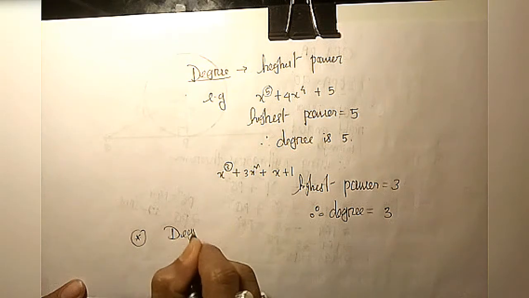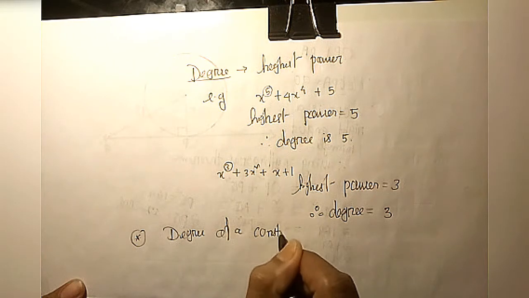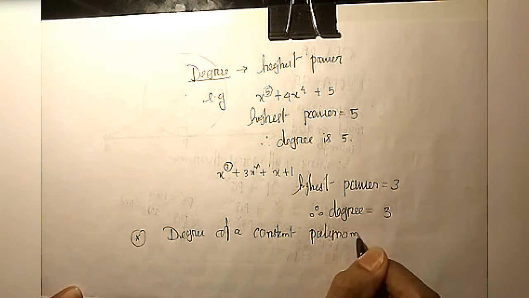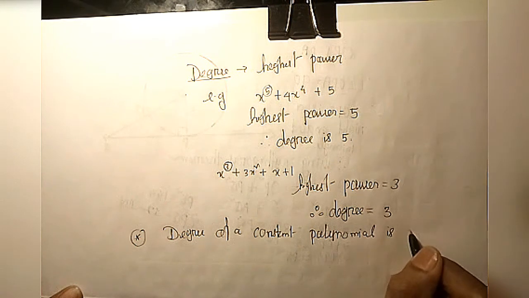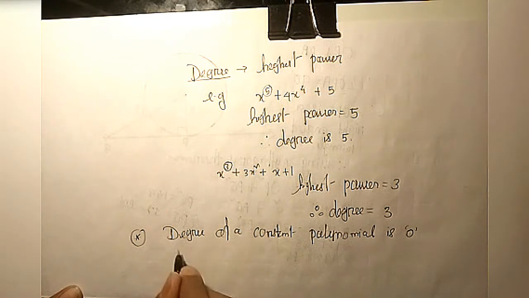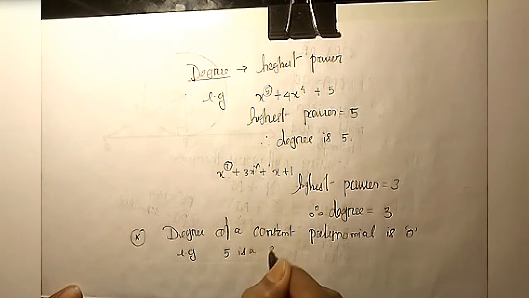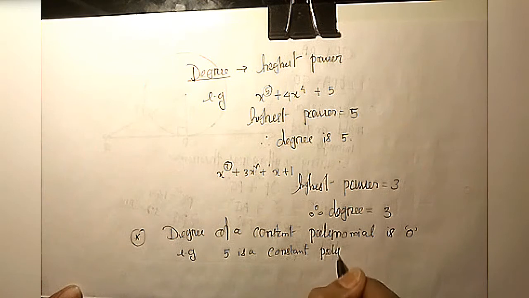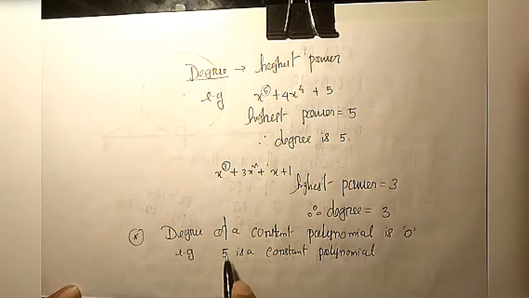So next important point, degree of a constant polynomial is 0. For example, 5 is a constant polynomial. We have already discussed, any real number we consider as a constant polynomial. And for this constant polynomial, the degree should be 0.